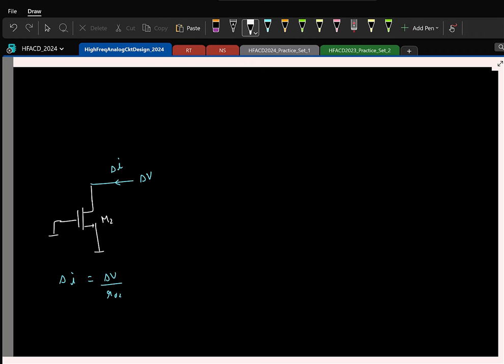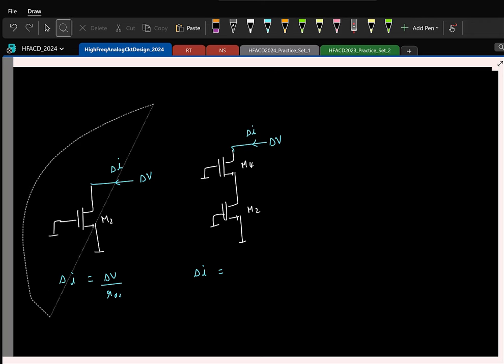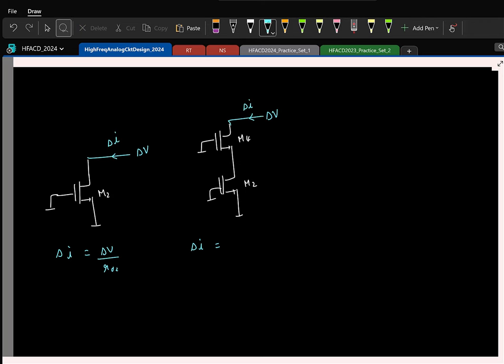So now consider a cascode. Again, incrementally, let's say these are all short. This is M2, M4. So now I do the same experiment. I apply a delta V change. What is delta I? Delta V by? I've labeled the transistors, so let's stick to it. gm4 R04.